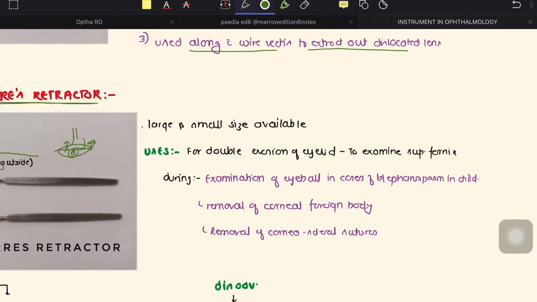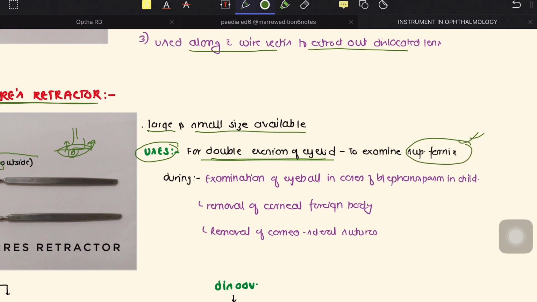It has many sizes available, large and small. The use of this Desmarais lid retractor is that it is used for double eversion of the eyelid. Don't ever say a single eversion, don't ever say just eversion of the eyelid. You should use the term double eversion of the eyelid, so that we can examine the superior fornix of the conjunctiva. And why do we need to do that?